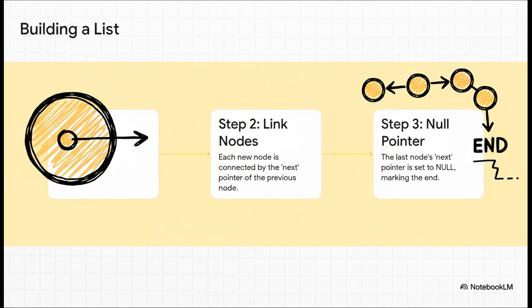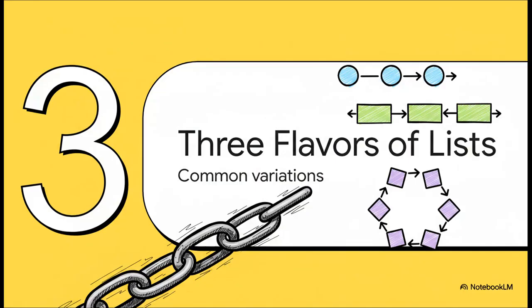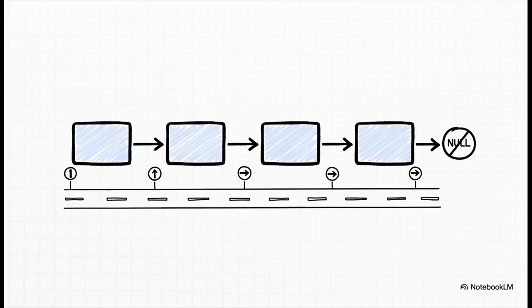The chain ends here. Okay, so now that we've got the basic concept down, let's look at a few powerful variations on this idea, because as it turns out, not all chains are built the same way. First up, we have the one we've pretty much been talking about this whole time, the singly linked list. The easiest way to think about this is like a one-way street. The pointers only go forward, so you can easily travel from the beginning to the end, but there's no way to turn around and go back.